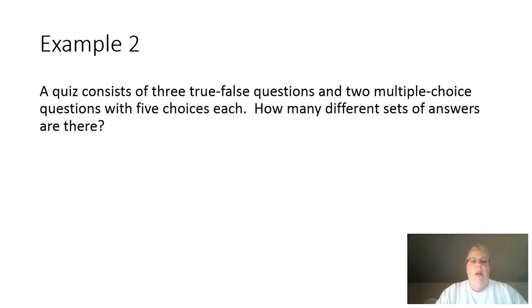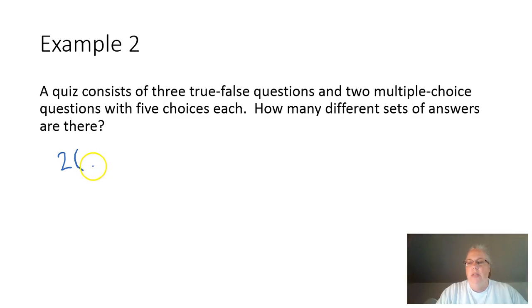Example 2. A quiz consists of 3 true-false questions and 2 multiple-choice questions with 5 choices each. How many different sets of answers are there? Alright, now in this case, we actually have 5 questions on the test, and so there are 5 sets of options that we're going to have to multiply together. Now the first question is true-false, and there are in fact 2 different ways to answer a true-false question.